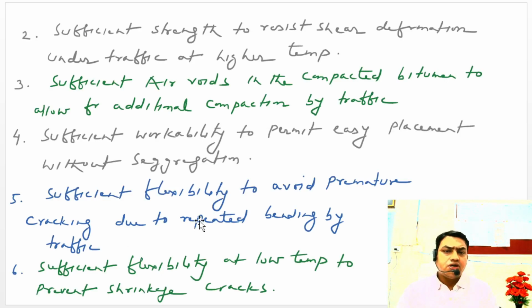Similarly, sufficient strength to resist shear deformation under traffic at higher temperature. Sufficient air voids in the compacted bitumen to allow for additional compaction by traffic. Sufficient workability to permit easy placement without segregation, and sufficient flexibility to avoid premature cracking due to repeated bending by traffic, and sufficient flexibility at low temperature to prevent shrinkage cracks.